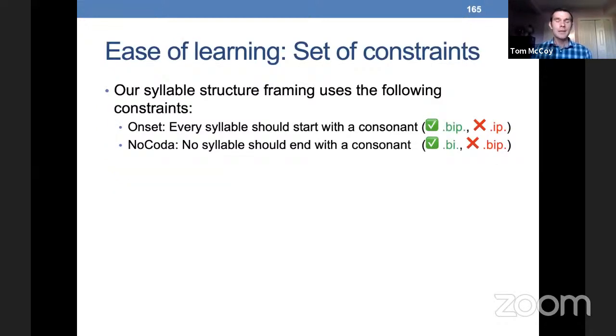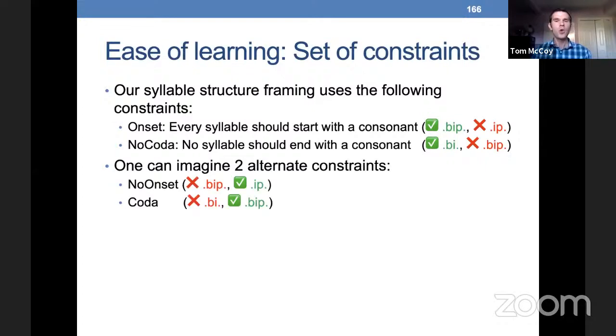First, as an example of the ease of learning approach for analysis, we're going to look at inductive biases relating to the set of constraints that define our languages. Recall that in the framing we've adopted, we use the constraints onset and no coda, which say that every syllable should begin with a consonant but should not end with a consonant. However, you can easily imagine two alternate constraints called no onset and coda, which instead say that every syllable should not start with a consonant but should end with a consonant.